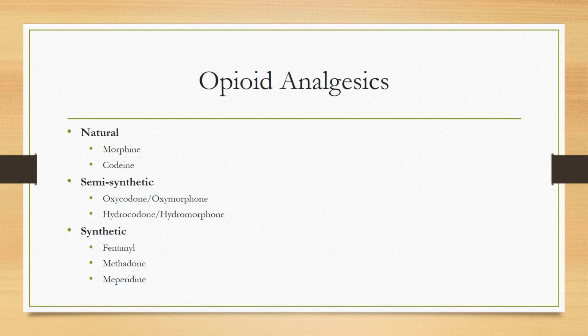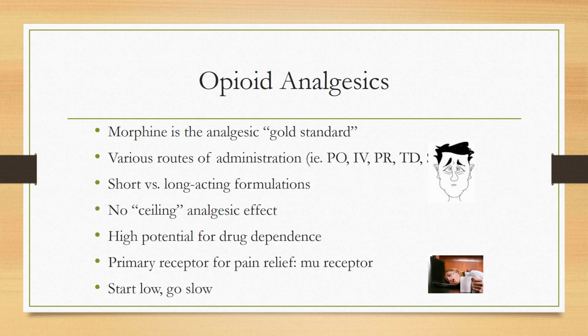So hydrocodone is not available by itself. It's always available bundled with Tylenol and with ibuprofen. And then hydromorphone is available by itself. It's called Dilaudid. And next we have our full-on synthetic ones. We have fentanyl, methadone, and meperidine, of which we see fentanyl the most. Methadone and meperidine are kind of reserved for their own little niche markets. So our analgesics, morphine is the gold standard. We compare all other opiates to morphine.